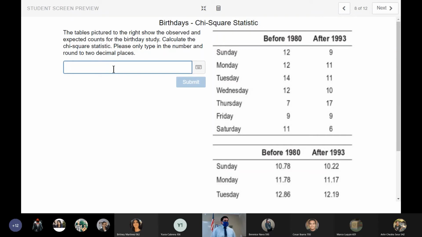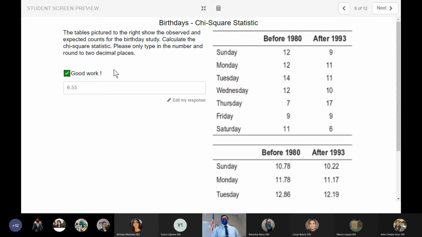Alrighty, so the chi-square statistic for this scenario here, based on the observed and expected counts, should be 6.55. And that's if we round it to 2 decimal places. Obviously, we get a much longer decimal than that when we calculate it. But this is what we want.